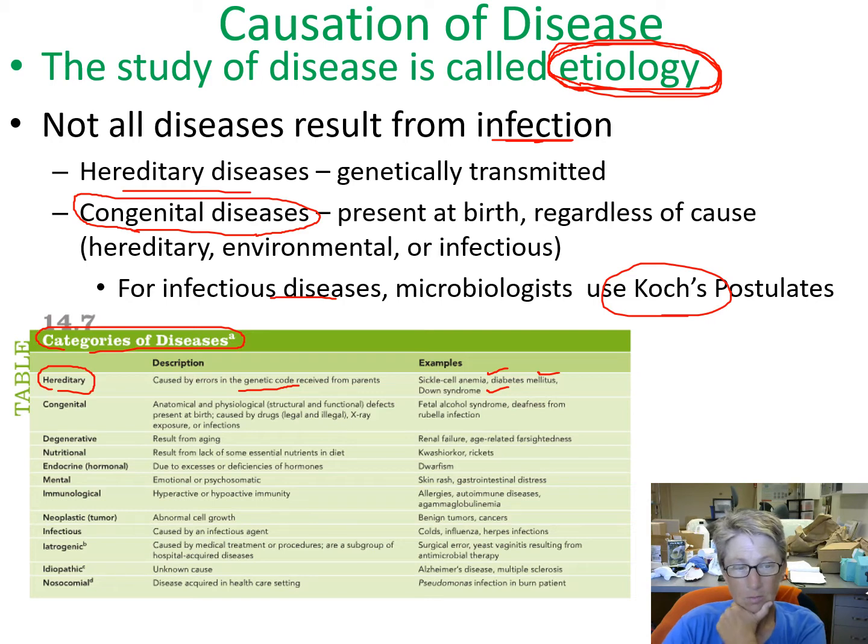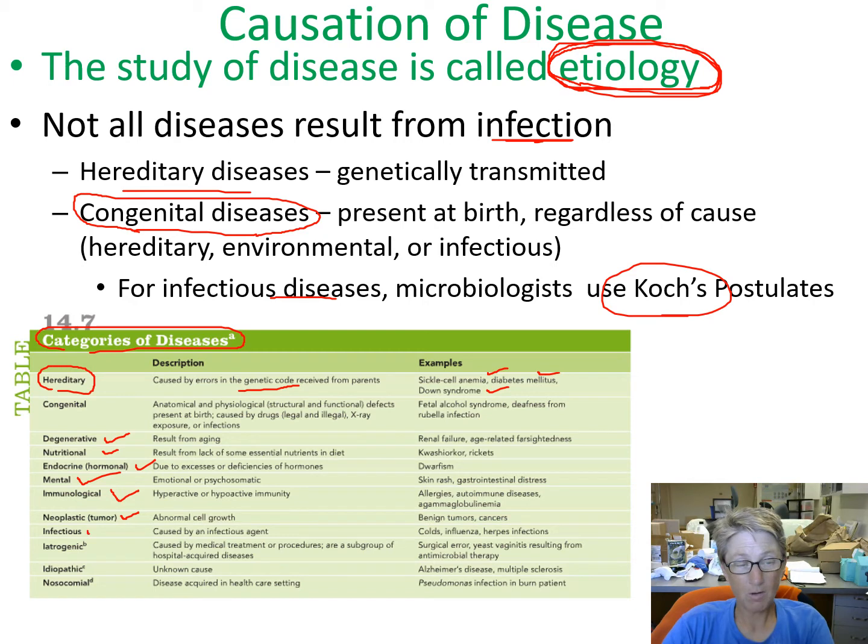Look at all these other categories of diseases. Could be degenerative, that's when it just results from aging. Nutritional, if you don't eat the right stuff. Endocrine categories of diseases, hormones. Mental categories of diseases, emotional, psychosomatic. Immunological categories of diseases. So for example, autoimmune diseases.